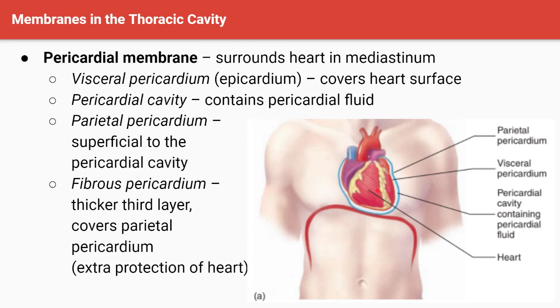So I have the heart or the organ, right? Then I have the visceral pericardium that's right around the heart. That's going to surround the heart and attach to it. I have the pericardial cavity, which would just be the space between. I have the parietal pericardium. And then I would have a third fibrous pericardium that's surrounding the heart on the inside of the mediastinum.